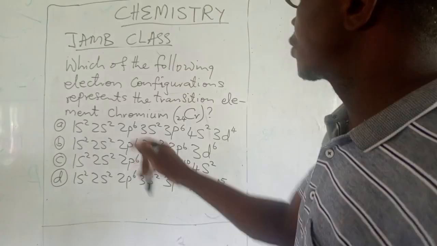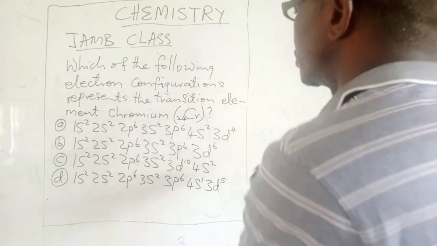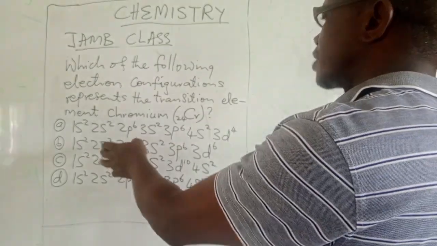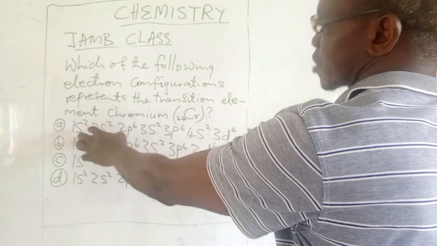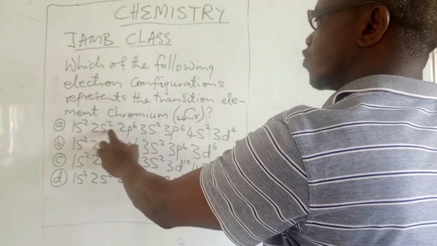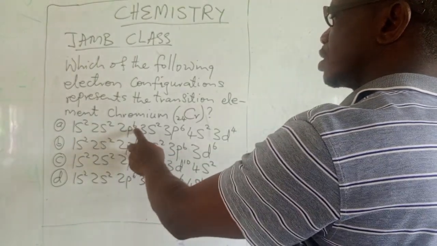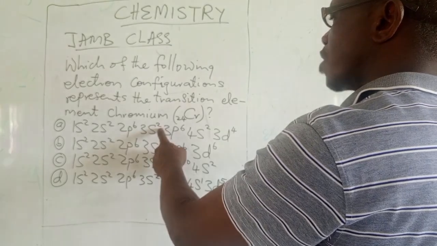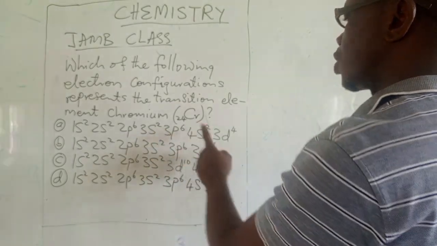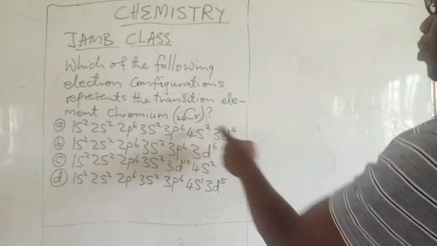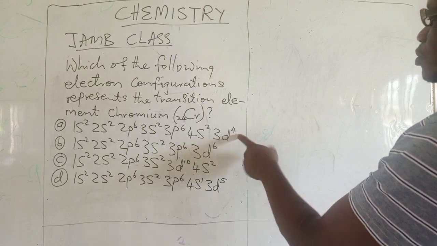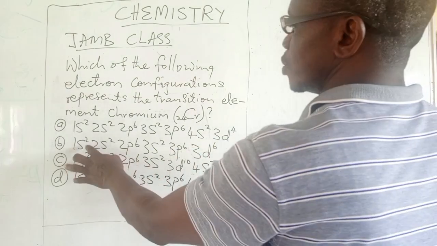Okay, so the first one, if you count the power, it will give you 24. That does not mean it's correct. Let's count first. 2 plus 2, 4 plus 6, 10 plus 2, 12 plus 6, 18 plus 2, 20 plus 2, 4, 24. Let's see this one.